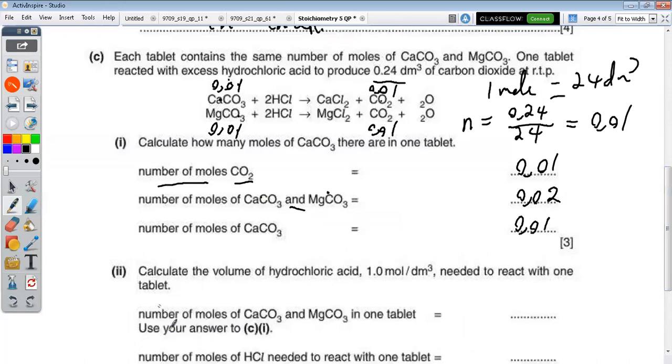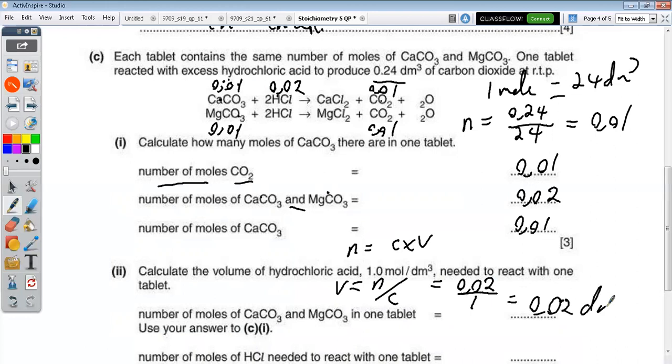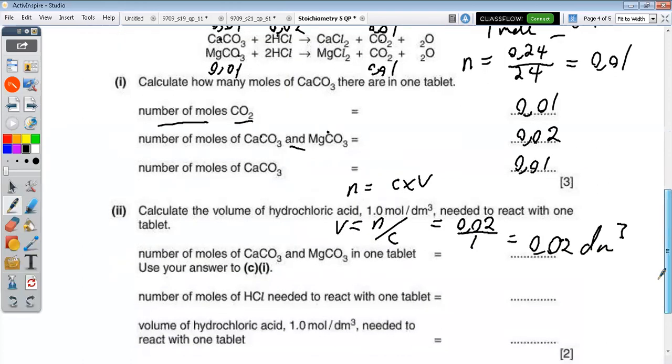Now use your answer to calculate the volume of the hydrochloric acid. We are using n = c × V, then volume is equal to number of moles divided by concentration. Let's look at the hydrochloric acid. Can you see that it's 1 to 2 here? So it should be 0.02. So we're saying number of moles 0.02 divided by the concentration, which is 1 here. So it remains 0.02 cubic decimeters. The volume. Clear?